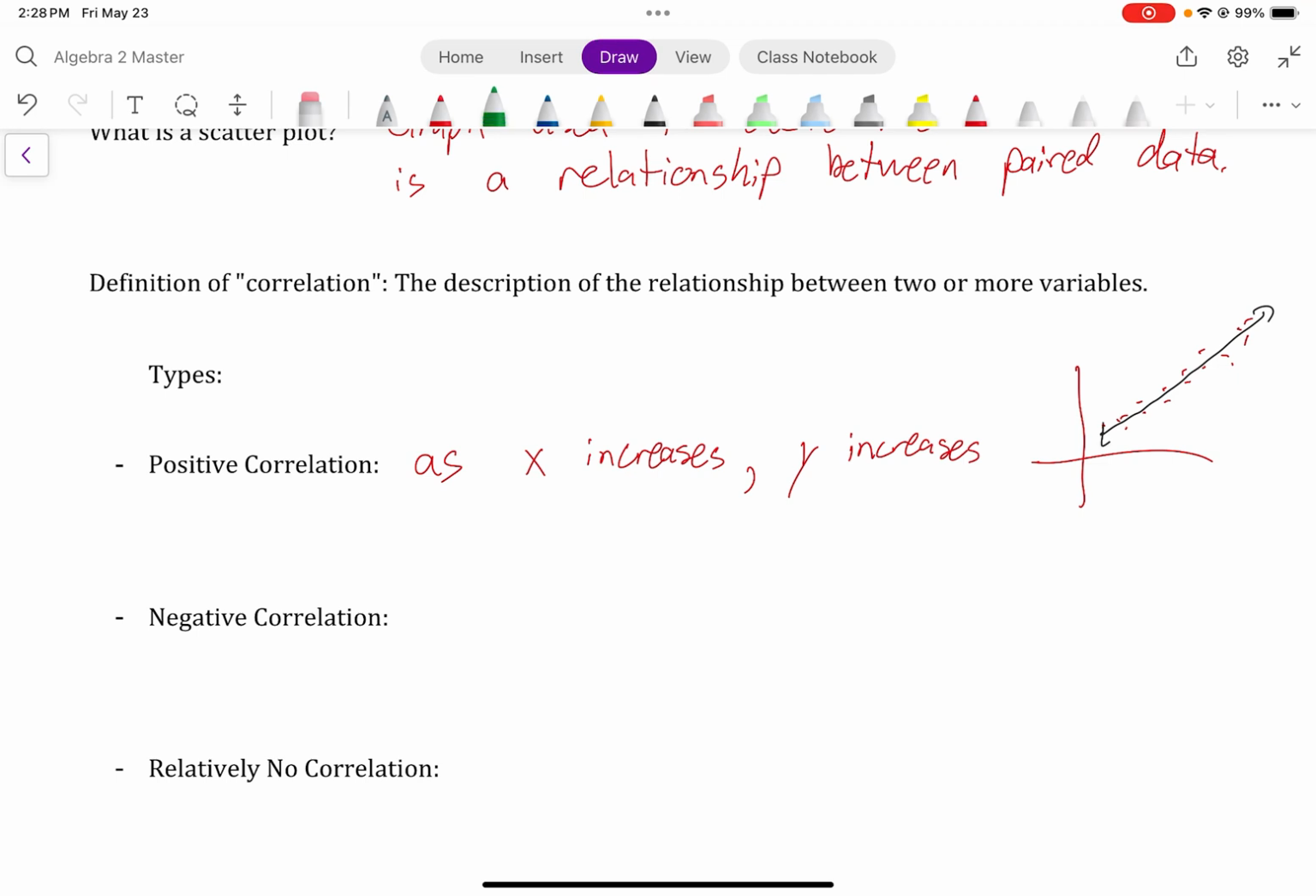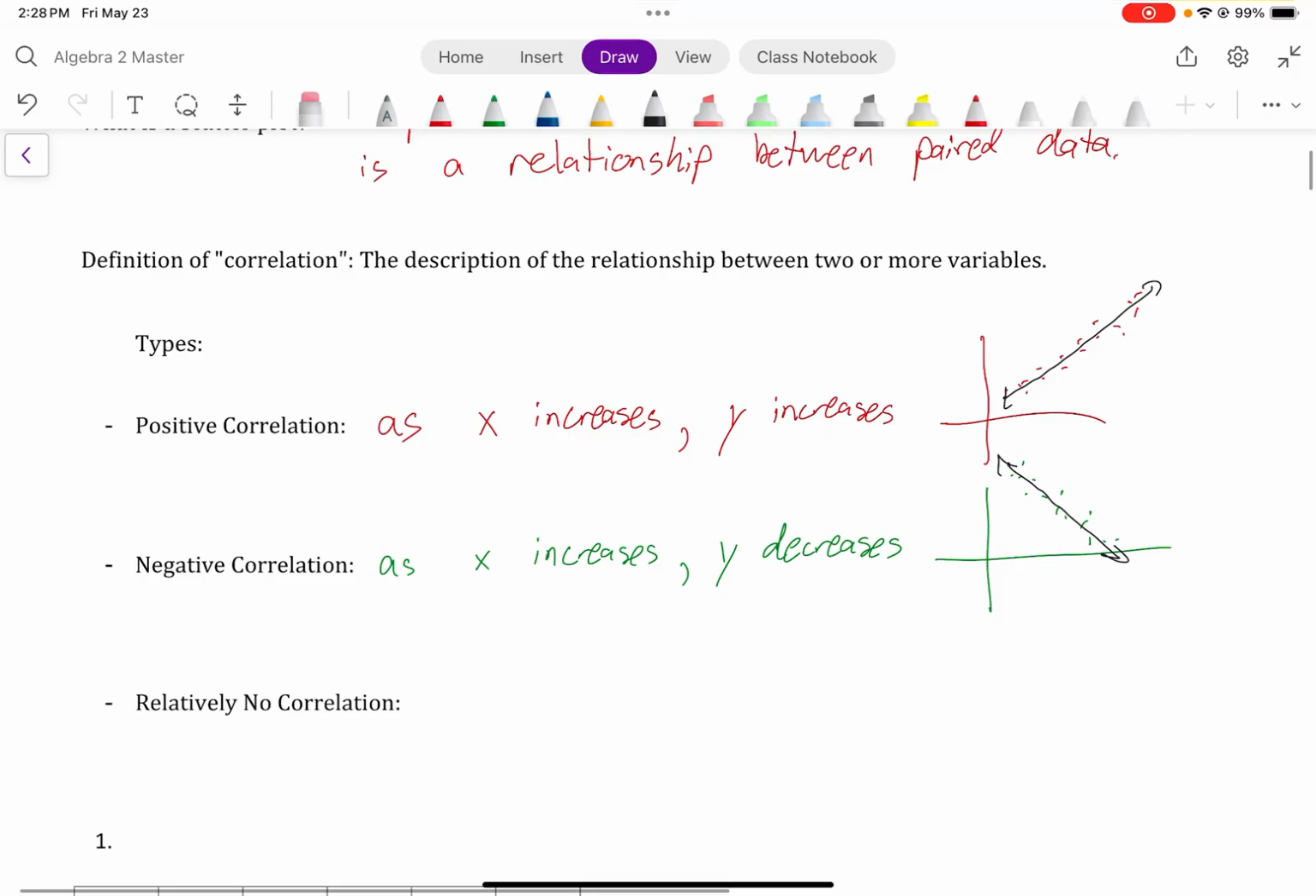Okay. A negative correlation says as x increases, y decreases. It's going to be a very similar picture, just going down and to the right instead. Okay. It's basically positive slope and negative slope. The third type we're going to say is relatively no correlation. There's no noticeable pattern here.